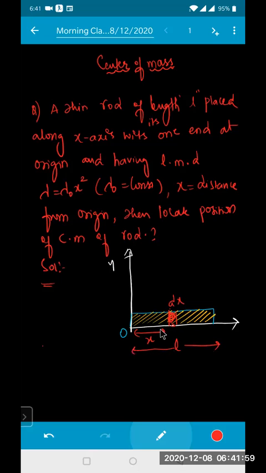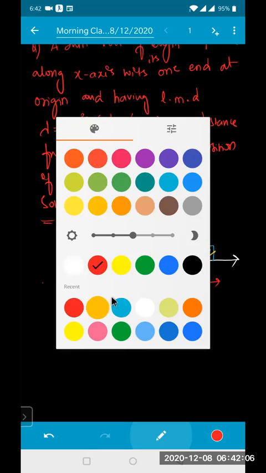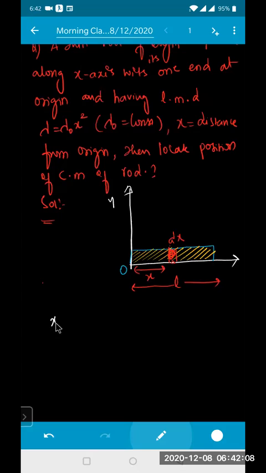Then what is asked? Locate the center of mass. How do you calculate the center of mass for this? X_CM is equal to, for continuous bodies we need to integrate. X_CM is equal to the integral of dm into x divided by the integral of dm. The limits are 0 to L, and this one is also 0 to L.